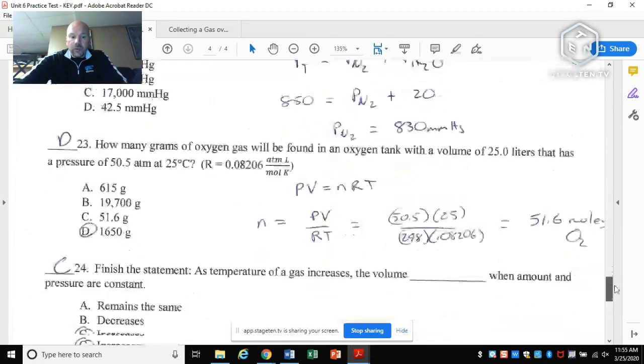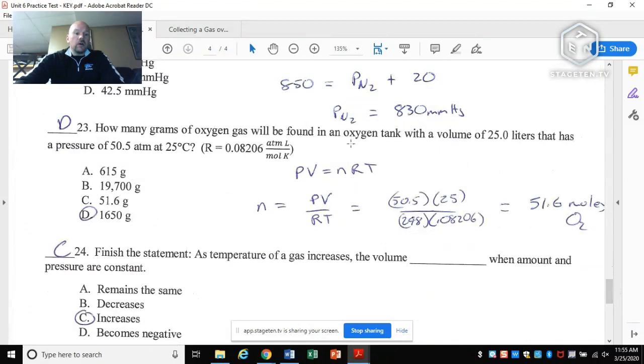Okay, and then number 23. Number 23 is an ideal gas law question. It says: how many grams of oxygen gas will be found in an oxygen tank that has a volume of 25 liters, a pressure of 50.5 atmospheres, and the temperature is 25 degrees Celsius? This isn't a gas law question with initial pressure, initial volume, final volume. It's not about Boyle's law or Charles' law. When you're just given the pressure, the volume, and the temperature conditions, and asked how much gas is there, that's an ideal gas law question.